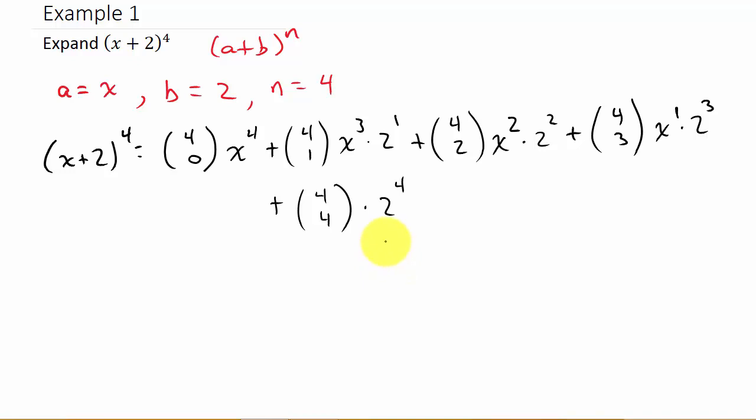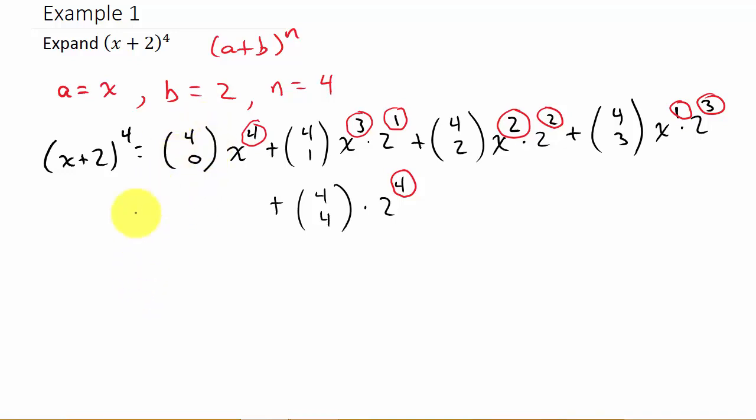Now, the other thing I want you to notice here is, you see this exponent of 4? Well, look at these exponents here. This one and this one add up to 4. This one and this one add up to 4. This one and this one add up to 4. And this one's 4. So your exponents are going to add up to 4. All right, so now let's look at this.